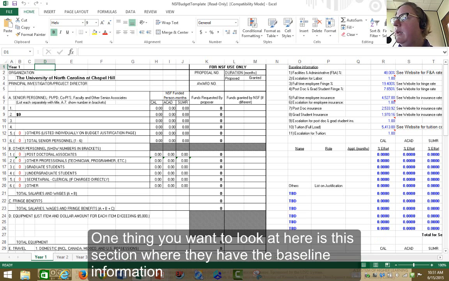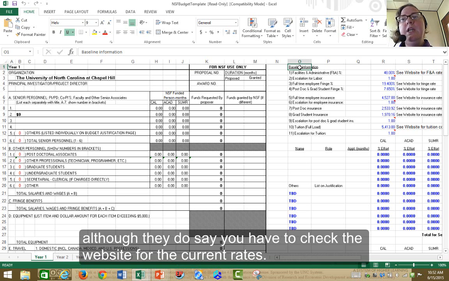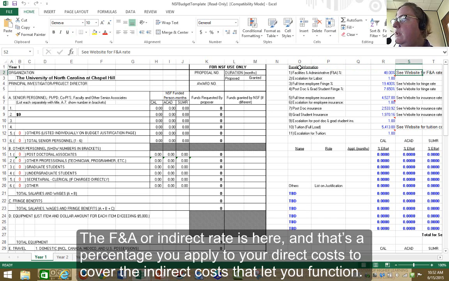One thing you want to look at here is this section where they have the baseline information for their institution, UNC's rates for things. These are things you may need to know from your university too, although they do say to check the website for the current rates. The F&A or indirect rate is here. And that's a percentage you apply to your direct costs to cover the indirect costs that let you function.